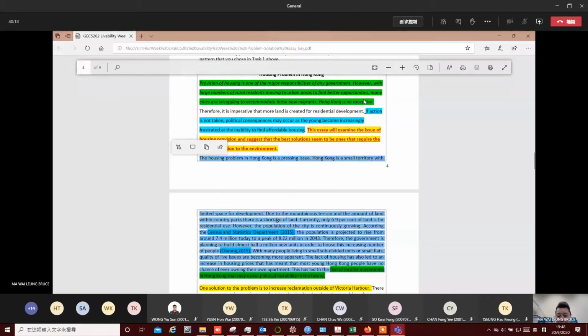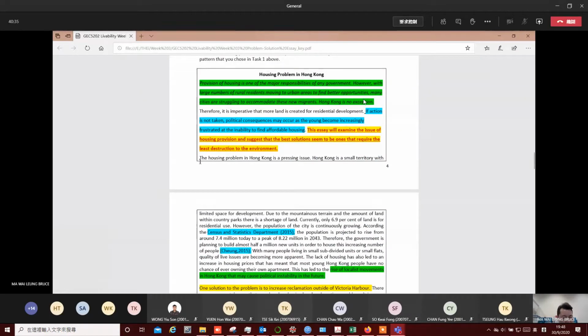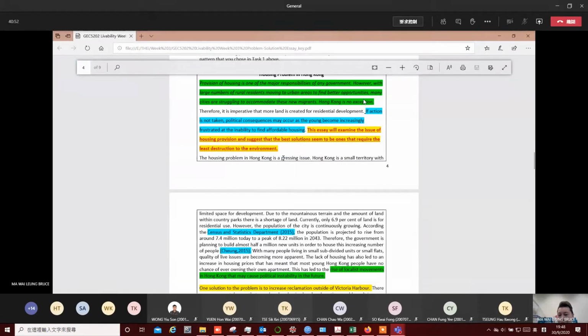So can I state some factual information in the topic sentence? No. A topic sentence must include your viewpoint. You cannot indicate any factual information because there's no viewpoint there, right? This one, what's the topic sentence? The topic sentence of the second paragraph is the first sentence of the second paragraph, which is this one: The housing problem in Hong Kong is a pressing issue. Pressing, immediate, right? It's an urgent issue.